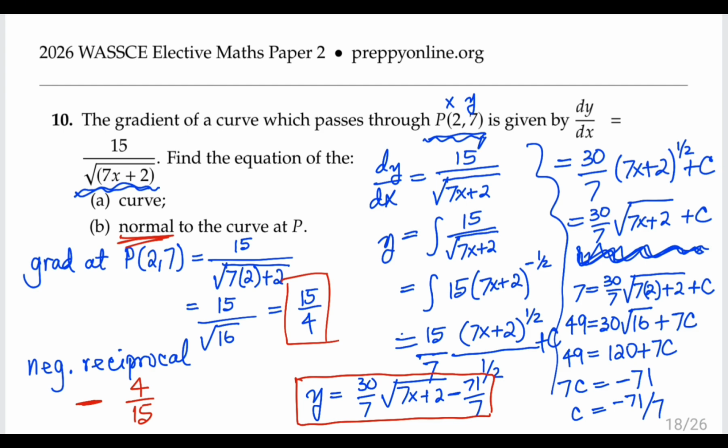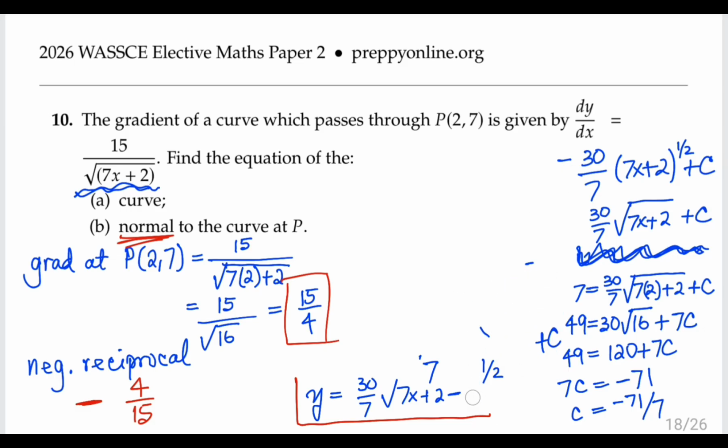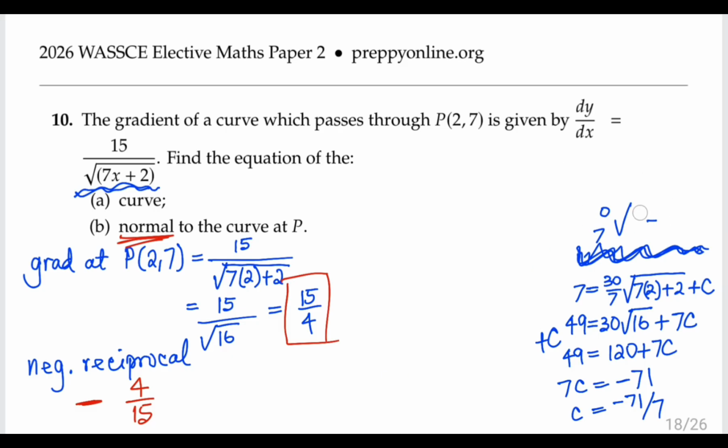So if we have the gradient of the normal, now can we find the equation of the normal? We are being asked to find the normal. So what's the equation of the normal? Well, we have the gradient of the normal and we have a point on the normal. So that's what we're going to use. The gradient of the normal is this. So using the point slope form of a line, we have y minus 7 is equal to minus 4 over 15 times x minus 2. This is the gradient of the normal that we can decide to simplify further.